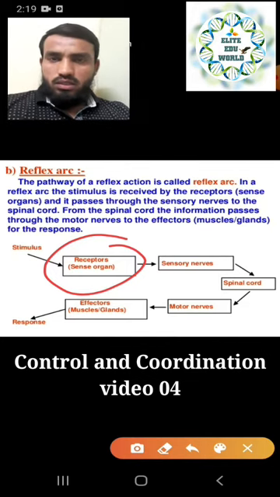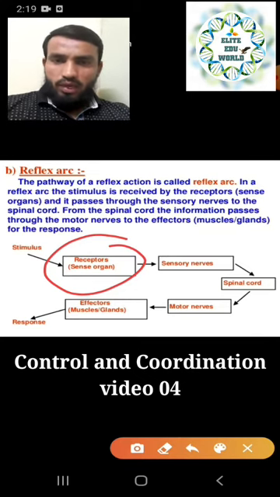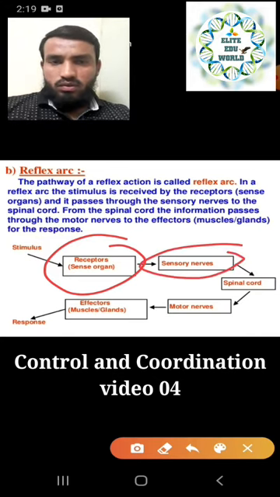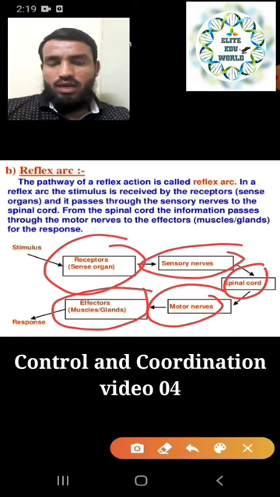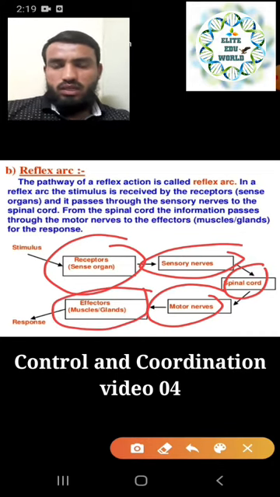So the receptors are where the stimulus first reaches, depending on the type of stimulus, and it passes through the sensory nerves, right. These are the sensory nerves which take the message from the receptor to the spinal cord. This is the spinal cord where the message will be reached, and the spinal cord will give a command to the motor nerve, and the motor nerve will reach the effectors, that is our muscles or glands. In different situations it is different.